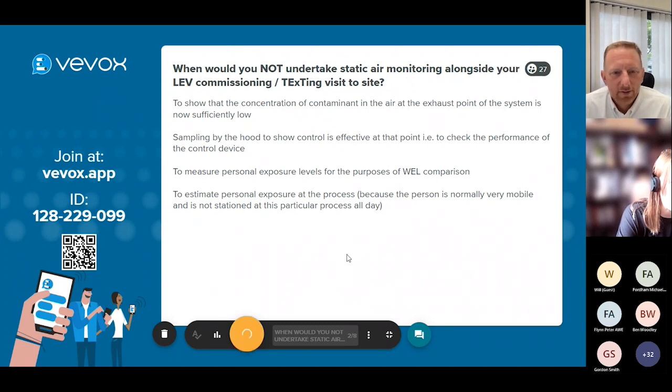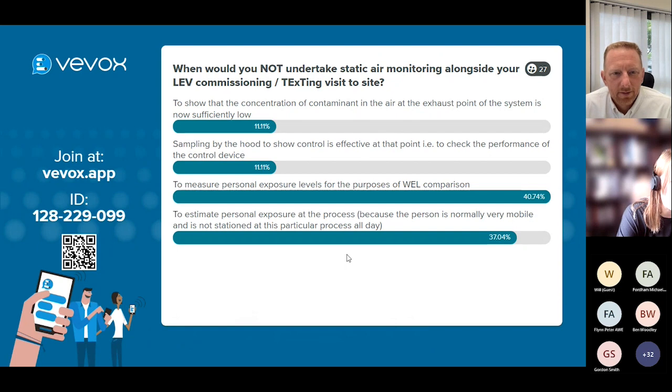When would you not undertake static sampling? Definitely not for personal exposure. But the others, to measure the concentration of contaminant in the return air at commissioning is a little bit difficult, because you've all heard of dust cake and dust build up on filters, and some filter manufacturers say that the filter is optimum until the dust cake is built up. I'm not a fan of dust cake, and anyone who's been on one of my courses will have heard my rant about dust cake.